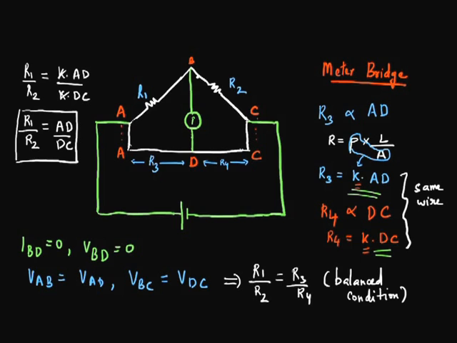So in a practical situation where I need to find out the resistance of any particular resistor, say R1, I simply connect it to a meter bridge with a known resistance R2. We then keep adjusting the position D of the galvanometer along the wire AC until no current flows through it and a balance condition is reached. Then we get R1 over R2 is equal to AD over DC, or my unknown resistance R1 will be equal to R2 times AD over DC.